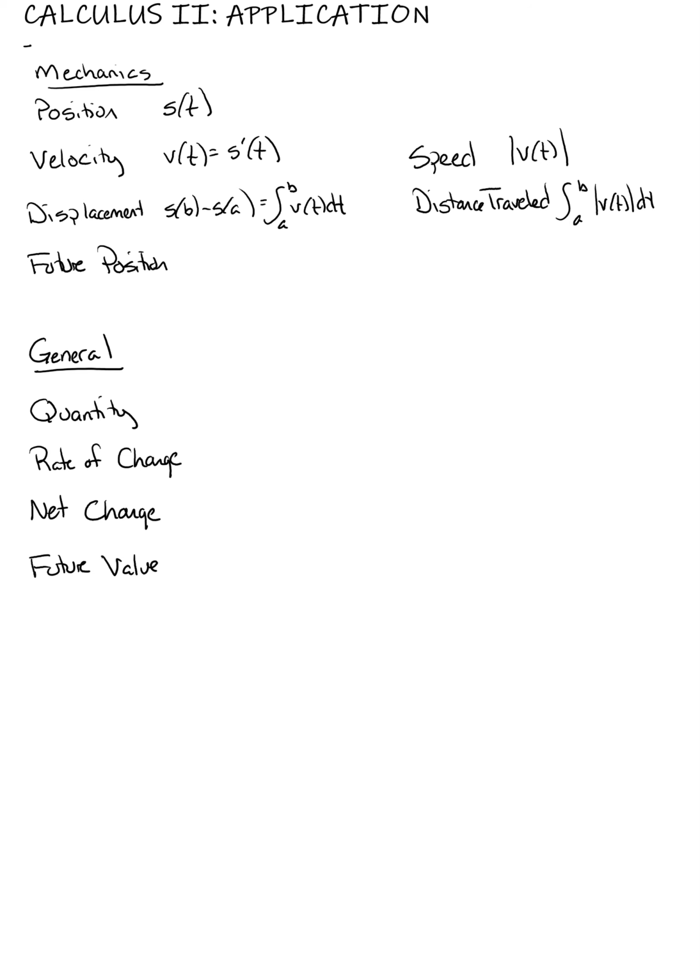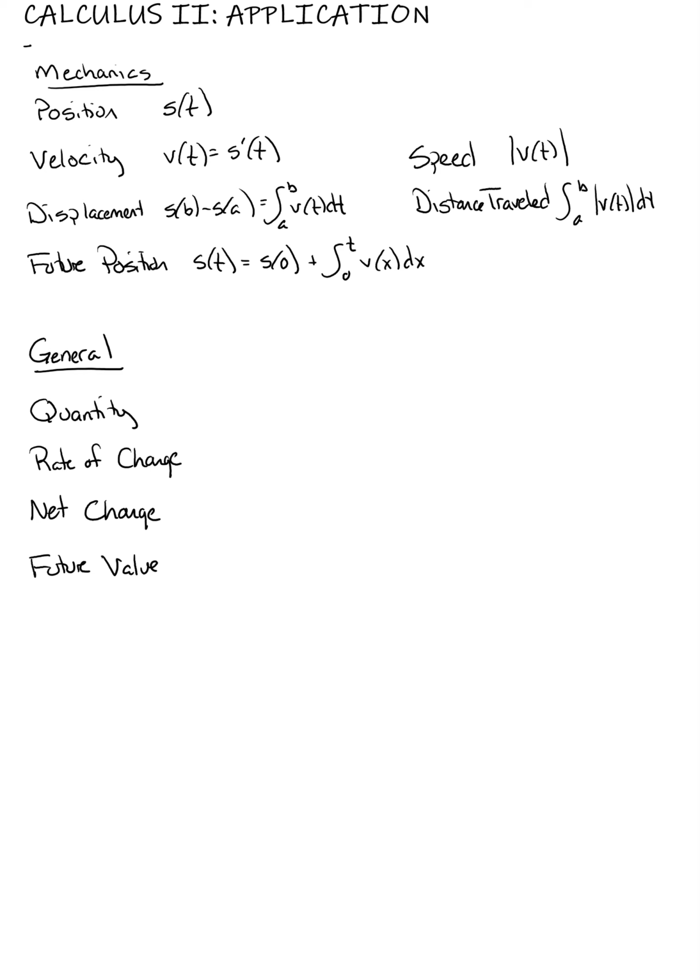Future position can be determined. It is a position, so it's s of t. That can be determined by s of 0, so the position at time 0, plus the integral from 0 to some time t, v of x dx.